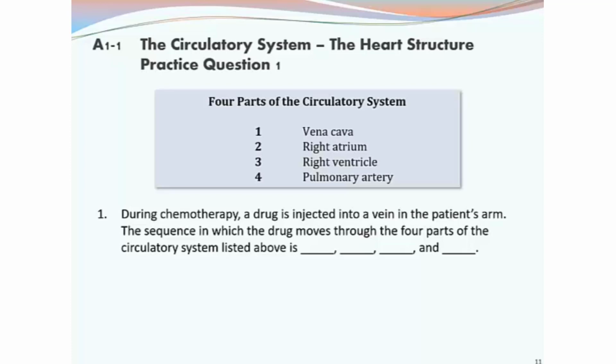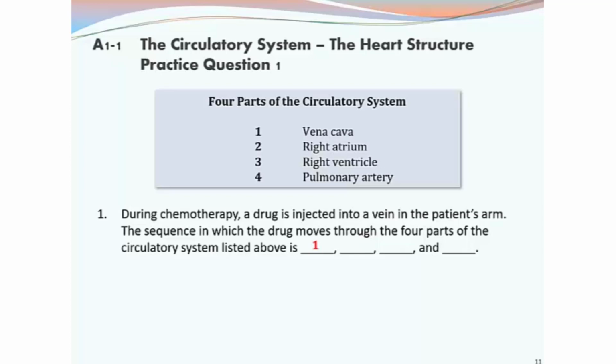Outside of the pulmonary vein, which brings oxygenated blood to the heart, all veins are carrying deoxygenated blood, with the exception of that pulmonary vein. So when we look at the way blood would come back into the heart, we know that it comes in first through the vena cava, either superior or inferior, so the top or the bottom, but it comes in.